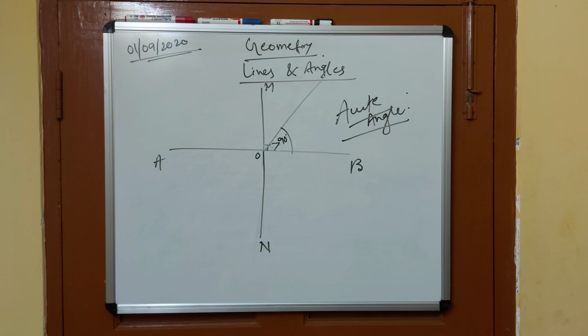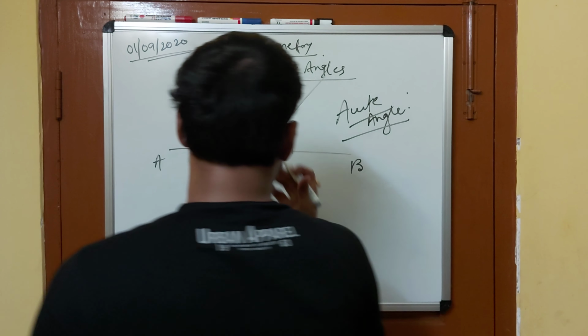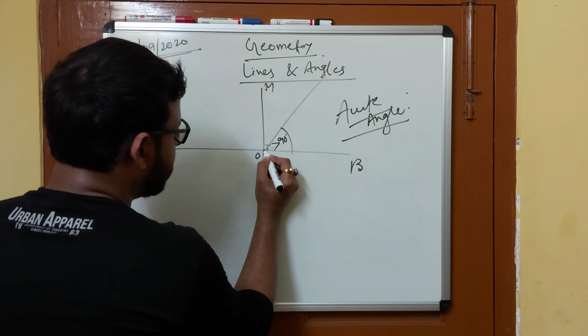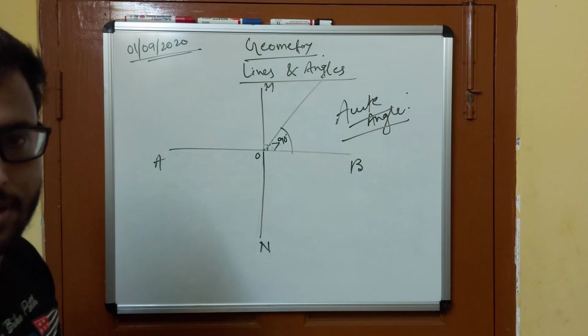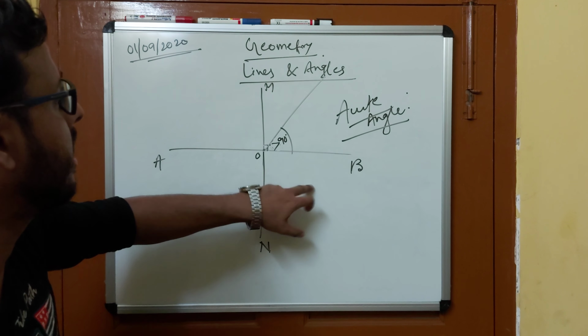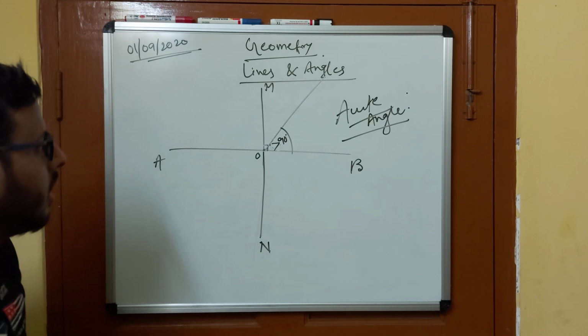Now, what is an acute angle? From the figure you can see that the angle which is less than 90 degree, and greater than obviously 0 degree, is known as an acute angle. Okay, now this is the origin or the vertex. Okay, these are the sides.